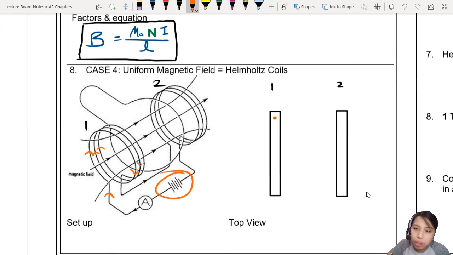So I'm going to put a dot there. And on the other end, it's going down, so I put the X. You kind of imagine looking from the top down. Your eye is on top like that, looking down on the coil. Same thing for number 2.